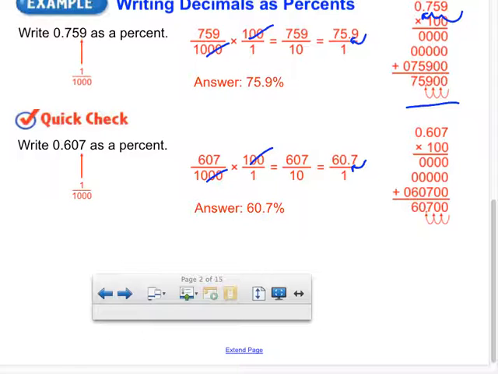Okay? Again, after I multiply by 100, I have to keep track of all my decimal places, and I have 3 places that I move here. That's why I move 3 places down here for my final product. Okay?